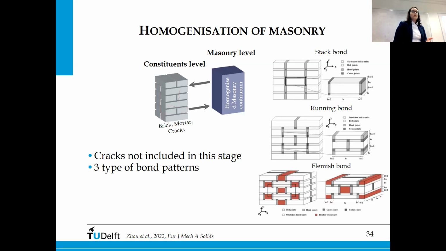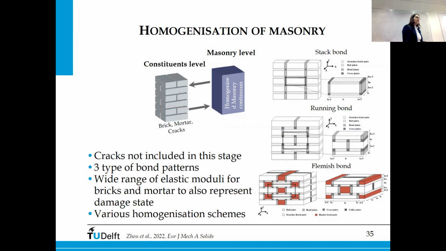and we try to verify that this technique would work for typical bond patterns. We took three of them: stack bond, running bond, and Flemish bond. And we also try to verify that it can work for different ratios between the elastic modulus of brick and mortar. And we compare different types of Mean-field homogenization schemes.